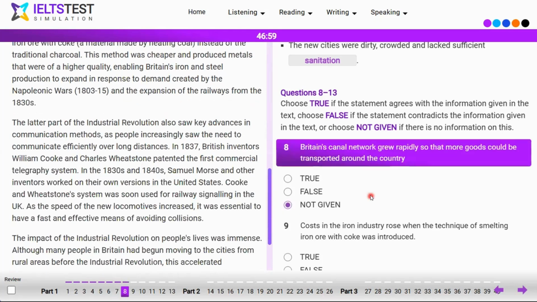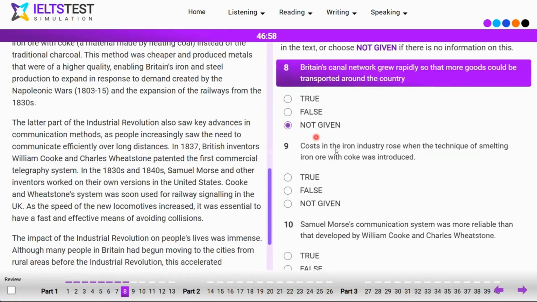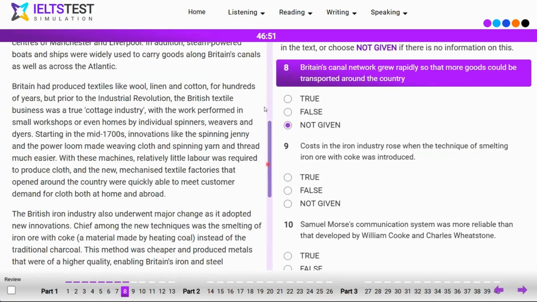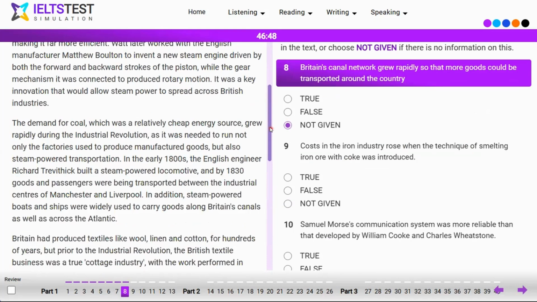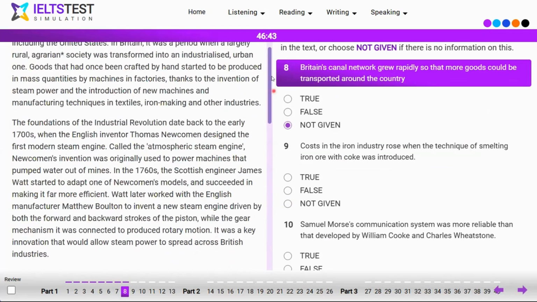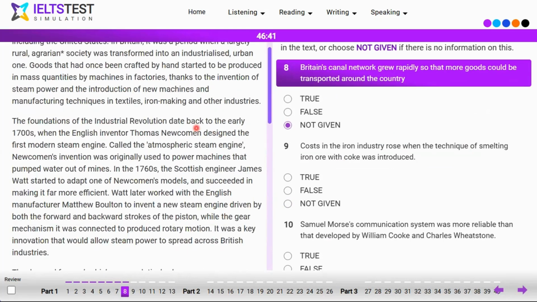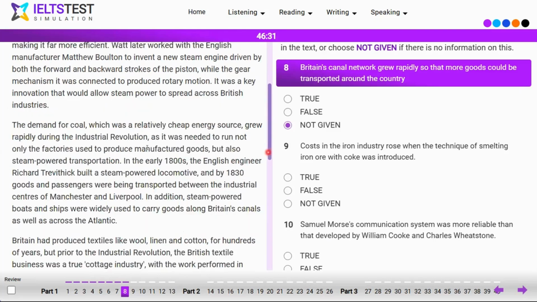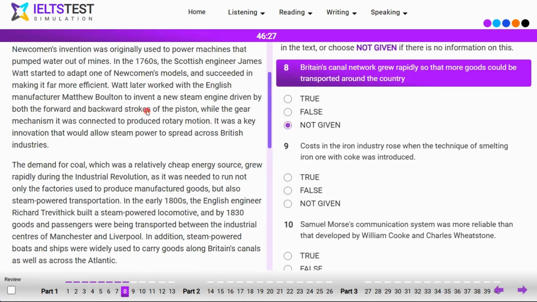Let me go on. Number 9, costs in iron industry rose when the techniques of smelting iron ore with coke was introduced. No, this one is false. Number 9 is false. I saw it earlier on. Where is that issue of coke? Coke. Paragraph 2. Okay, no. Paragraph 3. Let me check paragraph 3. I saw coke somewhere earlier on. Where is that coke now?